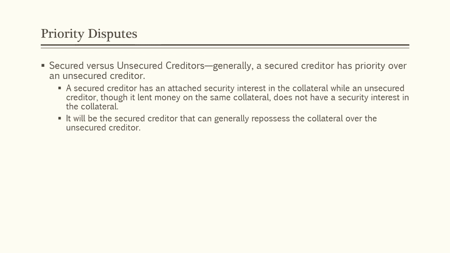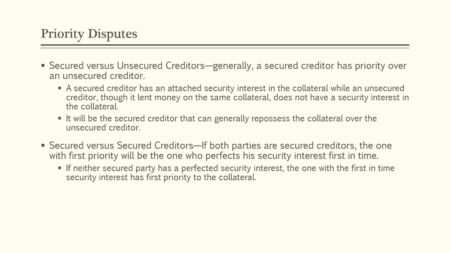The first category are secured versus unsecured creditors. Generally, a secured creditor has priority over an unsecured creditor. 99.9% of the time, the secured creditor is always going to win out over an unsecured creditor. A secured creditor has an attached security interest in the collateral, while an unsecured creditor, though it lent money on the same collateral, does not have a security interest in the collateral at all. It will be the secured creditor that can generally repossess the collateral over the unsecured creditor. And 9 times out of 10, the secured creditor, once the collateral is repossessed and sold, is the only one who gets paid. The secured creditor gets all the money and the unsecured creditor gets nothing.